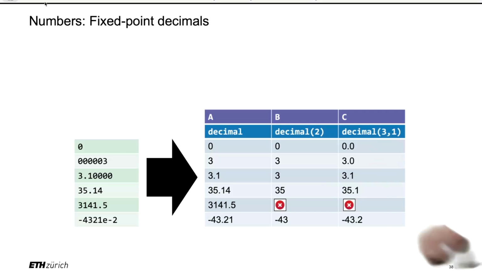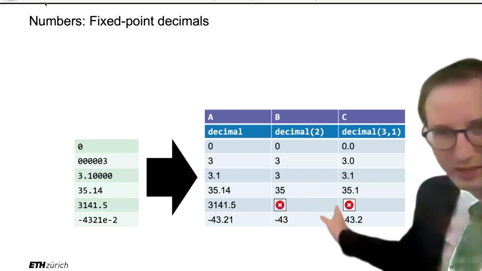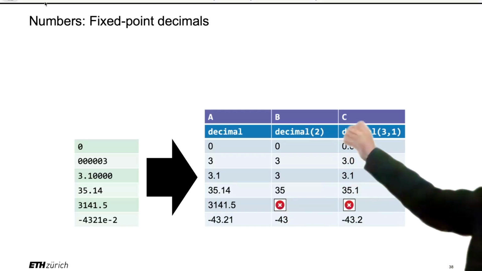2 of them, exactly. 3 is the total precision. So it means I have 2 on the left and 1 on the right. 2 plus 1 equals 3. And so it means that they look pretty much like this, right? 2 digits on the left, 1 on the right. But again, there can be zeros, right?